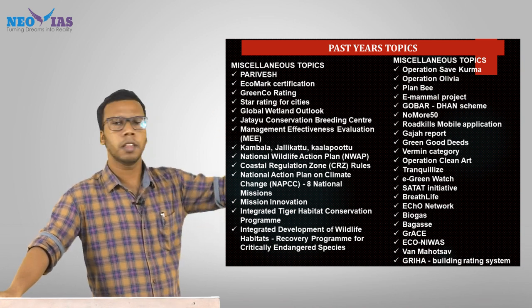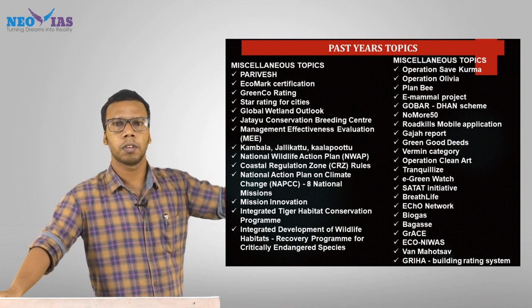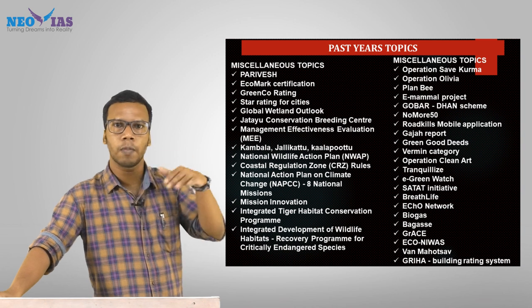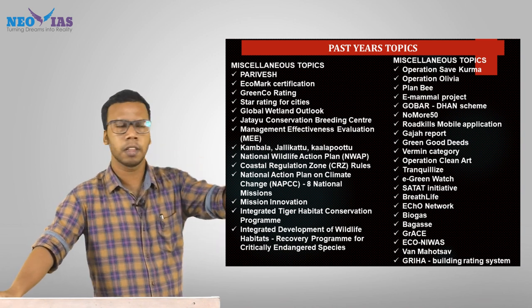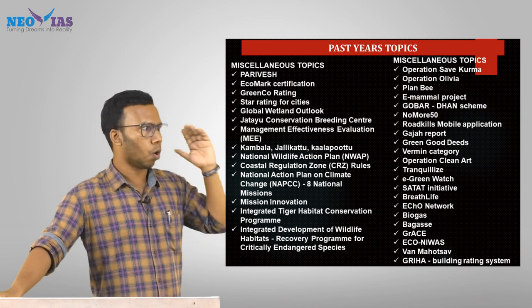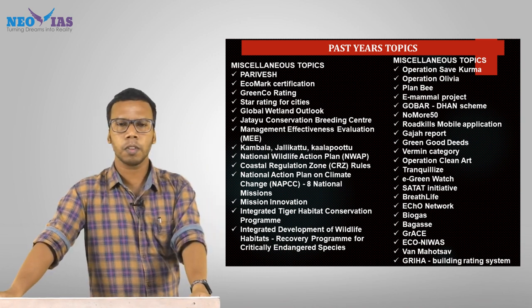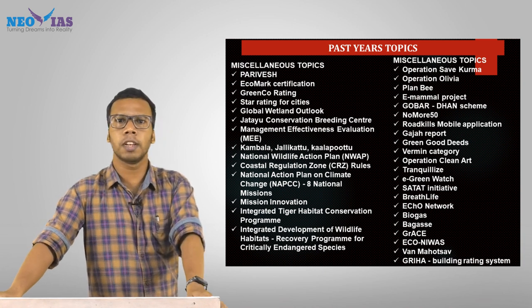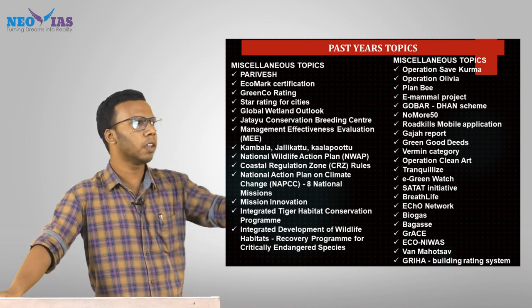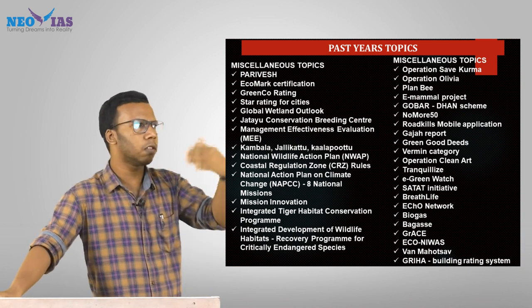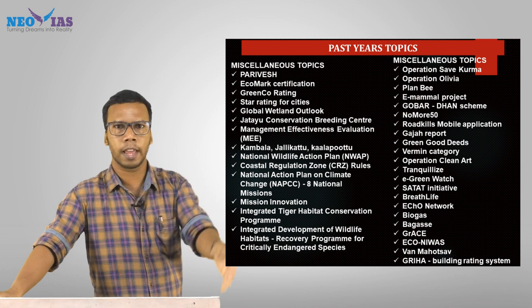Then Plan B for the conservation of elephants in India. In order to avoid railway accidents involving elephants, we have Plan B. Then E-Mobile project, Govardhan scheme, No More 50 is a campaign, roadkill mobile application. In order to identify the regions where the maximum number of roadkills of wildlife is happening, we have a mobile-based application called the roadkills application. So that is trying to reduce road accidents of wild animals.